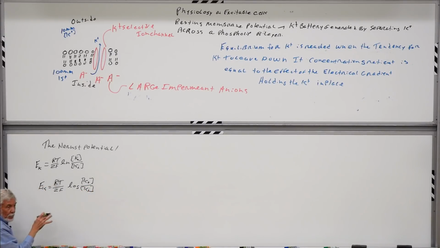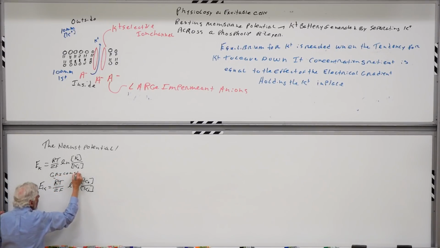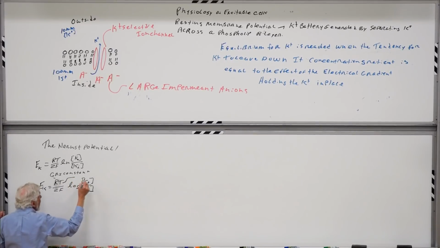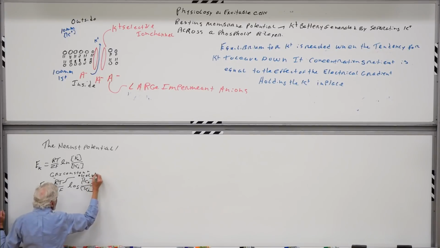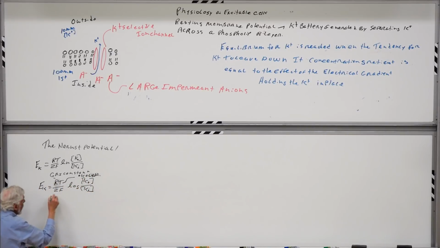Now, all I've done here, if you go through the manipulation to convert a natural log into a log base 10, is multiply by 2.72. So when you multiply 2.72 times R, being the gas constant, T, being temperature in degrees Kelvin, which is absolute temperature, Z being the ionic charge, and F being the Faraday.